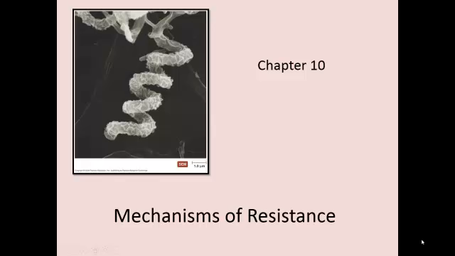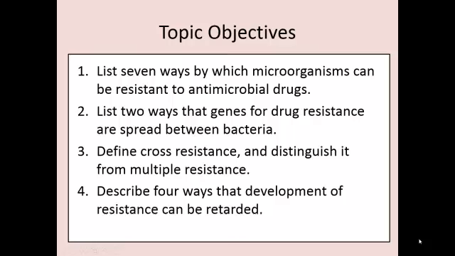Chapter 7, Mechanisms of Resistance. The learning objectives for this topic are: list 7 ways by which microorganisms can be resistant to antimicrobial drugs, list 2 ways that genes for drug resistance are spread between bacteria, define cross-resistance, and distinguish it from multiple resistance. Describe 4 ways that development of resistance can be retarded.